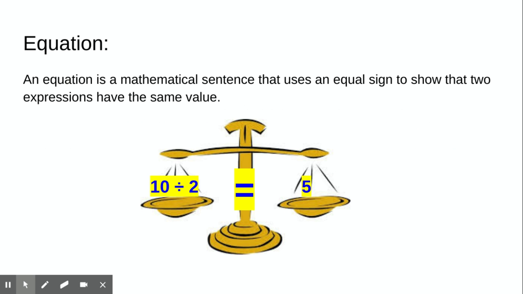We know an equation is a mathematical sentence that uses an equal sign to show that two expressions have the same value. For example, 10 divided by negative 2 is equal to, or the same as, negative 5. They are both the same.